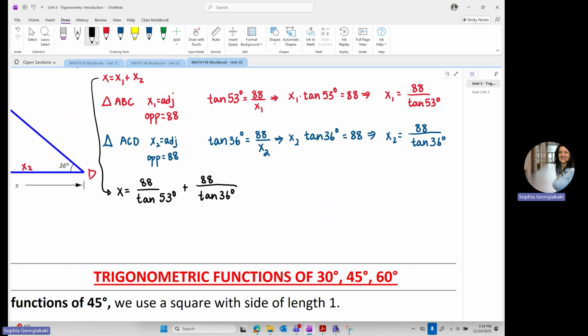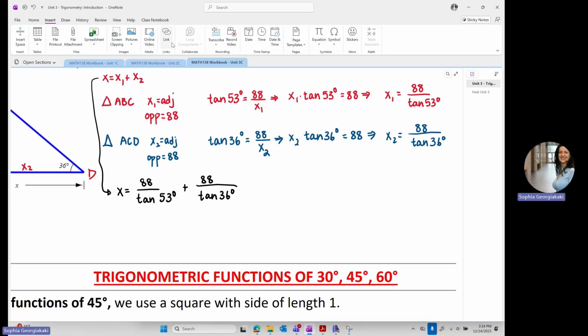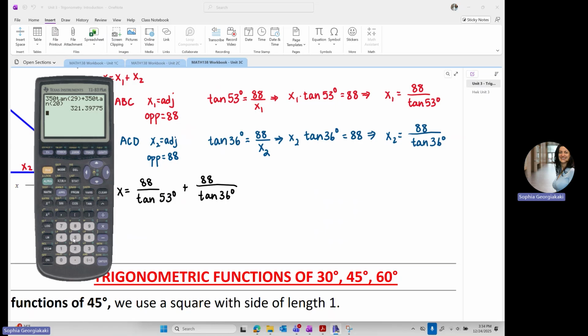If they are asking me to round to the nearest tenth, let's say, then I will plug that into my calculator to find the answer. 88 divided by the tangent of 53 plus 88 divided by the tangent of 36. The answer is 187.4 approximately.